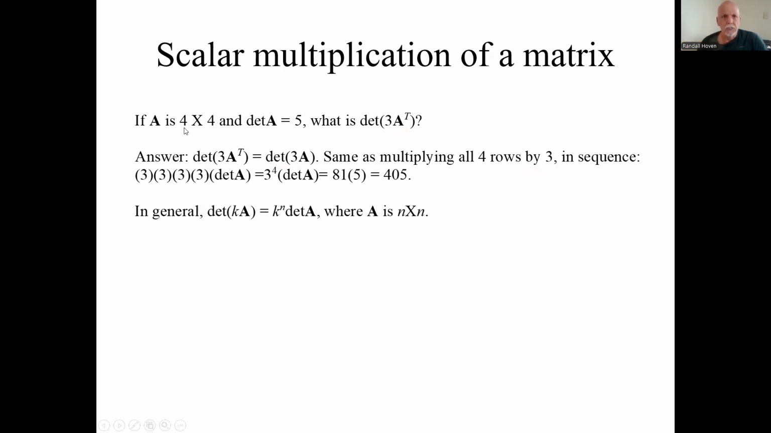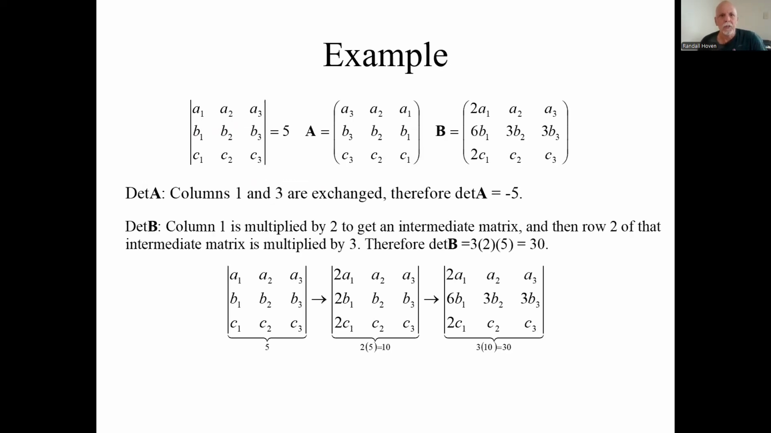So in this case, I've got a 4 by 4, and I'm multiplying by 3. That's multiplying by 3 4 times. Now you can do the arithmetic. And in general, you get this. If you multiply a matrix by a constant, the determinant of that thing is not just k times the determinant, it's k to the n, where A is n by n. And then it's sort of the 12th property.